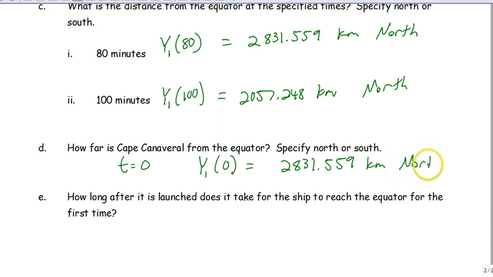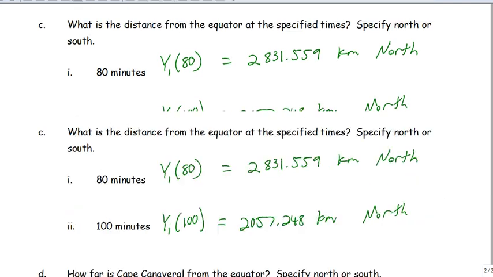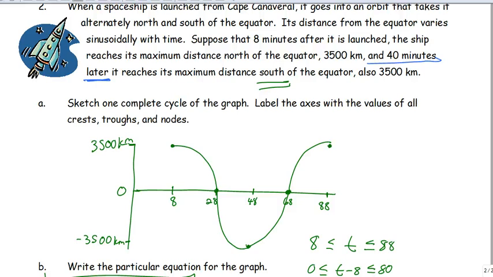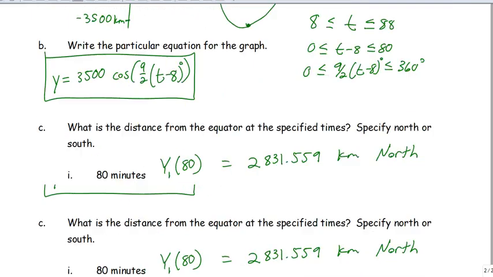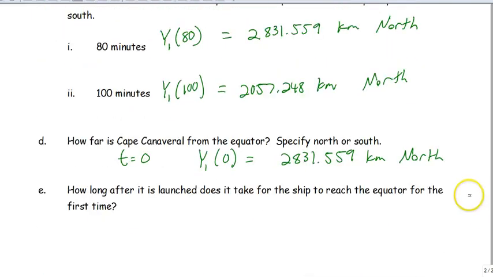Hopefully you put north, because you should all know Cape Canaveral is, well, I'm guessing in Florida actually. Maybe you don't know, maybe I don't even know, but regardless, you should know it's in the northern hemisphere.